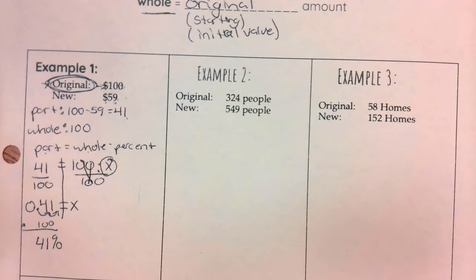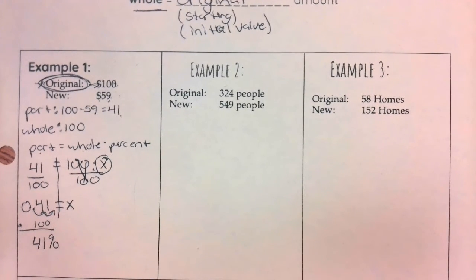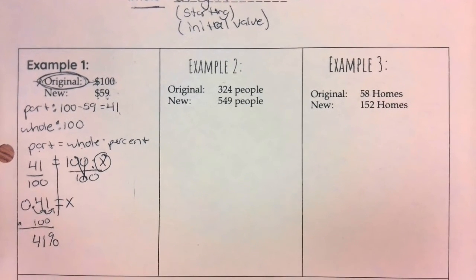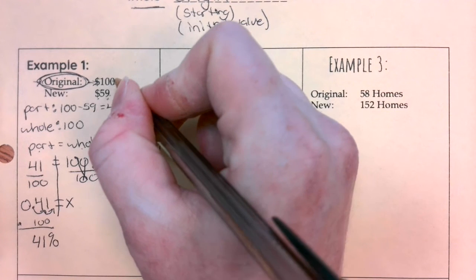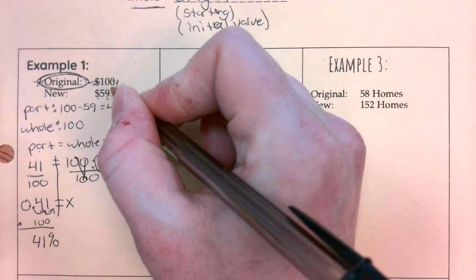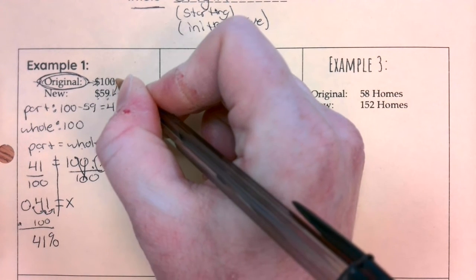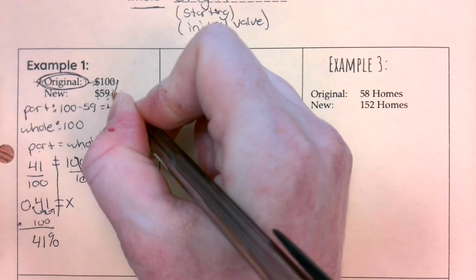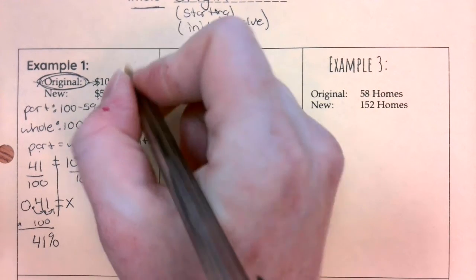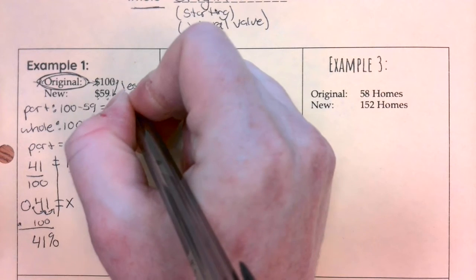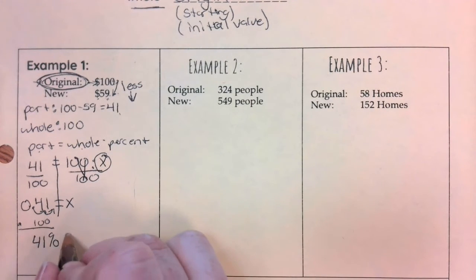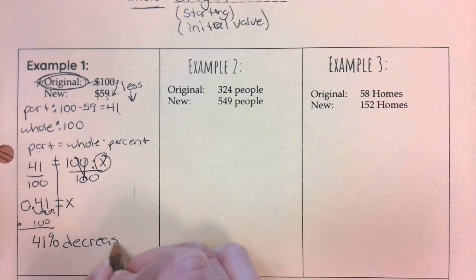Now, with percent change, you're always going to want to state whether it was an increase or a decrease. In this case, we started at 100 and we ended at 59. So we started with $100 and ended up with $59. So that means we ended with less money, so it's a decrease. So 41% decrease.